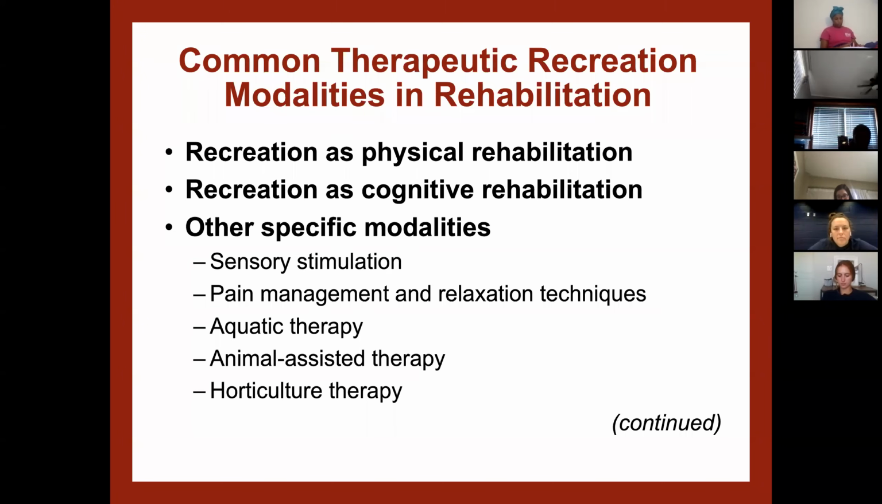Pain management and relaxation, those are two very good things. Aquatic therapy is a very viable choice in a rehabilitation setting. One main reason is that aquatic therapy takes a lot of the weight off of people. If they have trouble with walking or balance, it's going to help with that. If they have trouble moving one side of the body, it's easier for them to move it in the water because the limb is lighter.